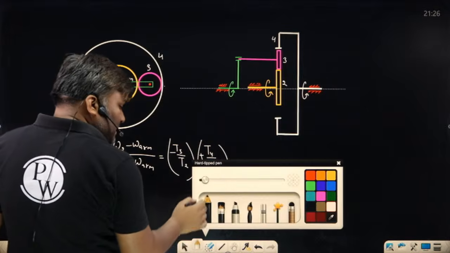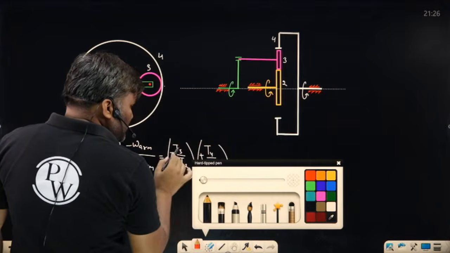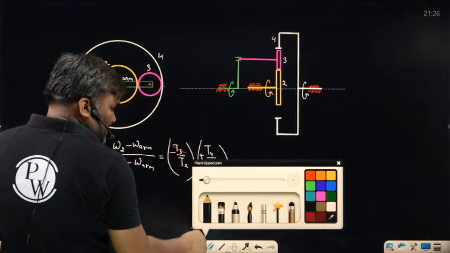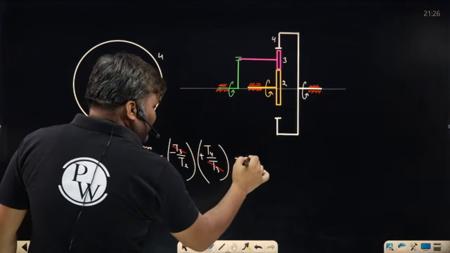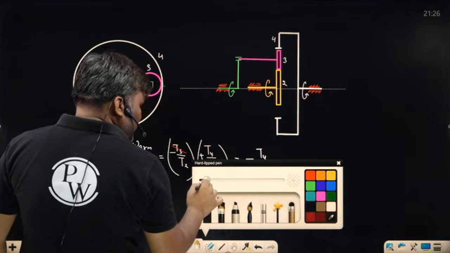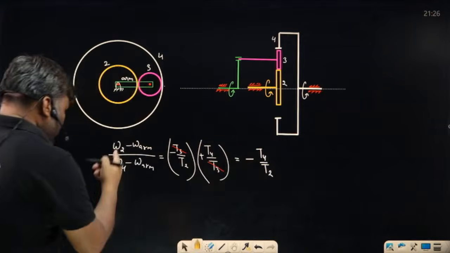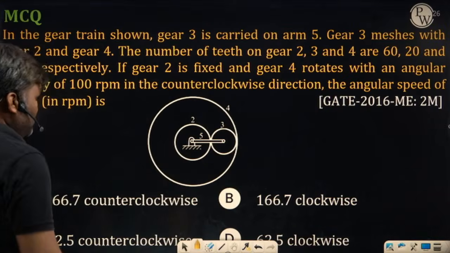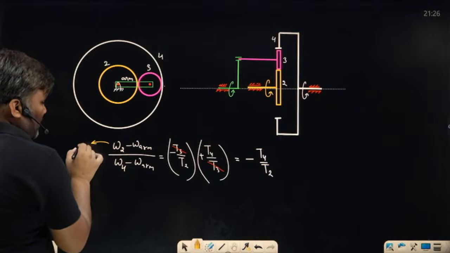I think a few things are getting cancelled. T3 gets cancelled. We are left with a minus sign and a plus sign. Minus plus is minus. We are left with minus T4 by T2 only. Can we put the values? Sir, omega 2, how much have they given? Gear 2 is fixed. So gear 2 is fixed, so omega 2 is 0.